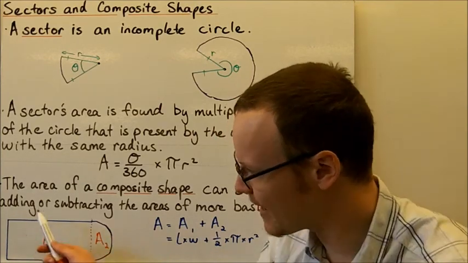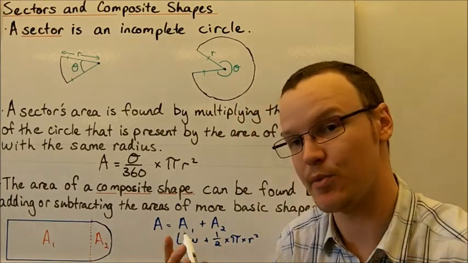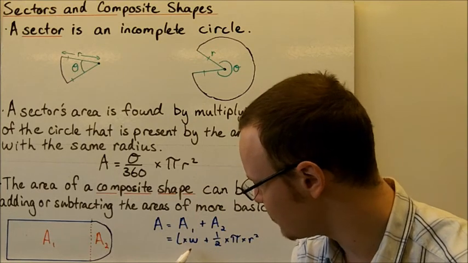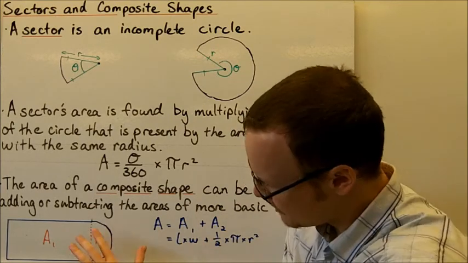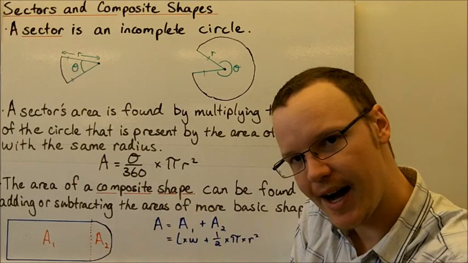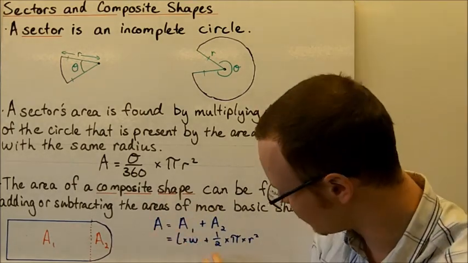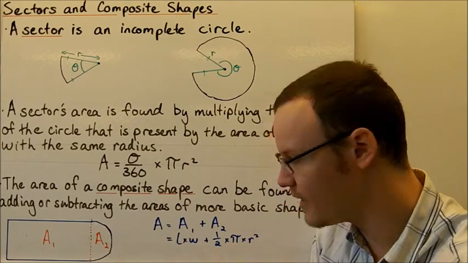So the area of A1, that's the area of a rectangle, so that's going to be length times width, L times W, plus the area of area 2. So we've got half a circle, a semicircle, so it's going to be half of the area of a full circle. So it's going to be half times pi r squared.